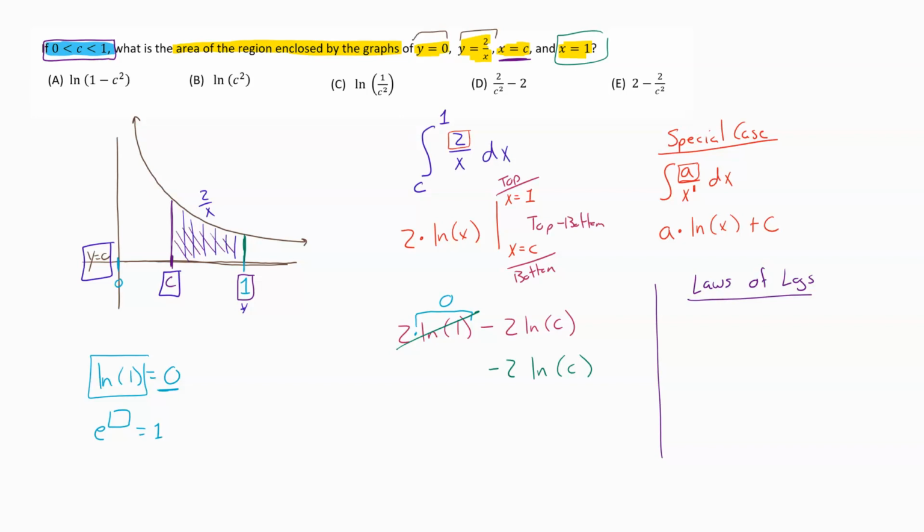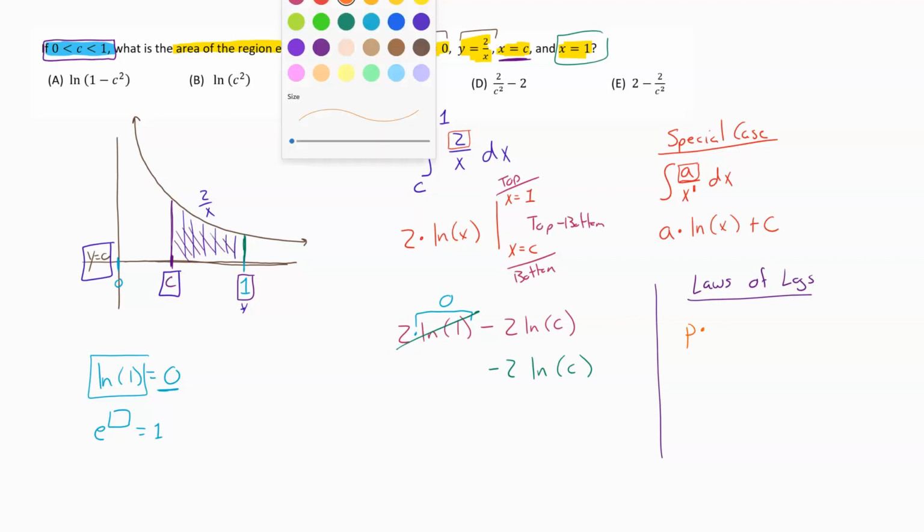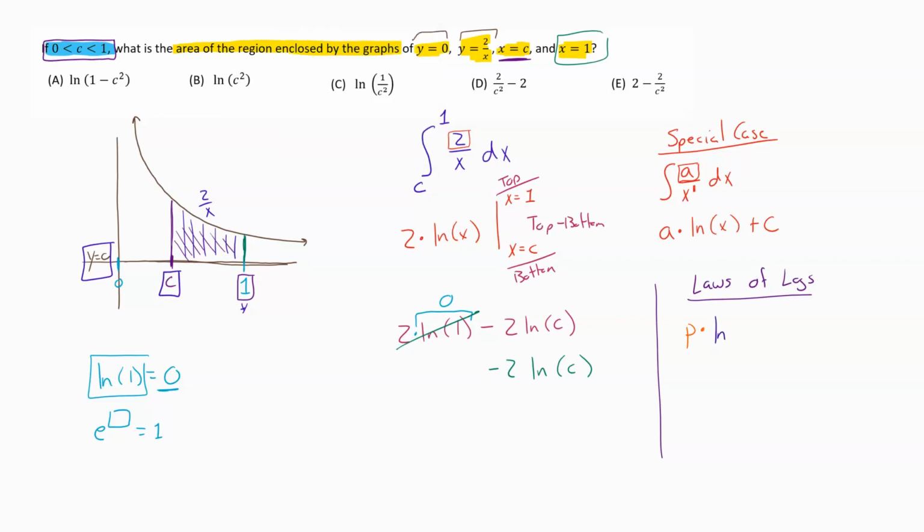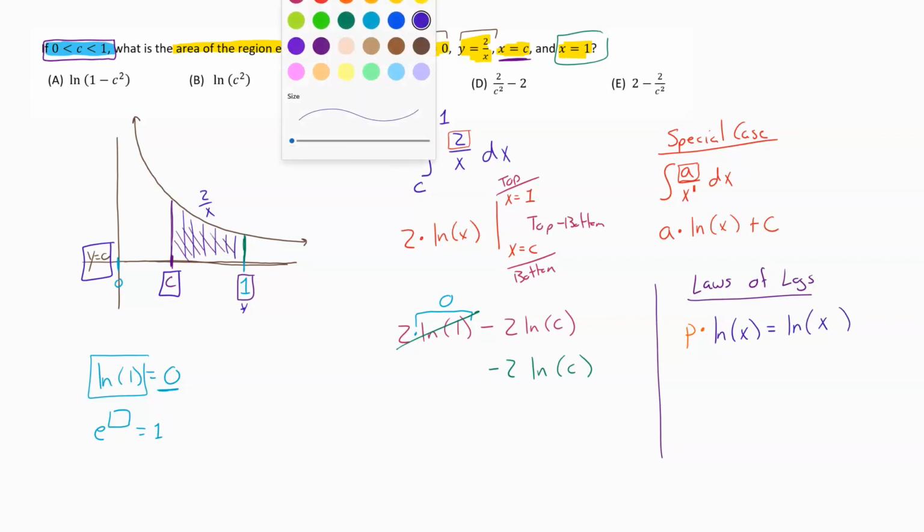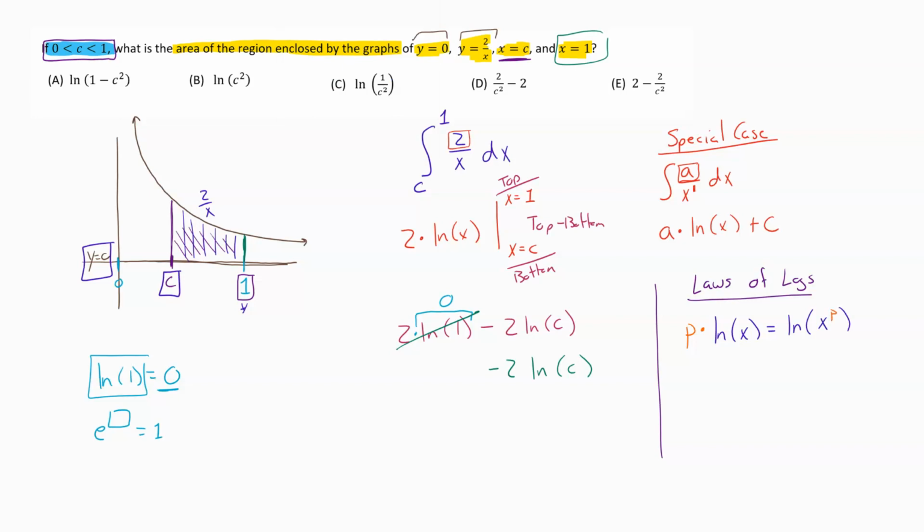So one of our laws of logarithms says if I have a number being multiplied in front of my log, then I can rewrite that by bringing that number up as a power on the x on the inside. And that's what you're going to do here. You're going to pull this -2 up and make it a power on that c value. So this is going to be the natural log of c to the -2.